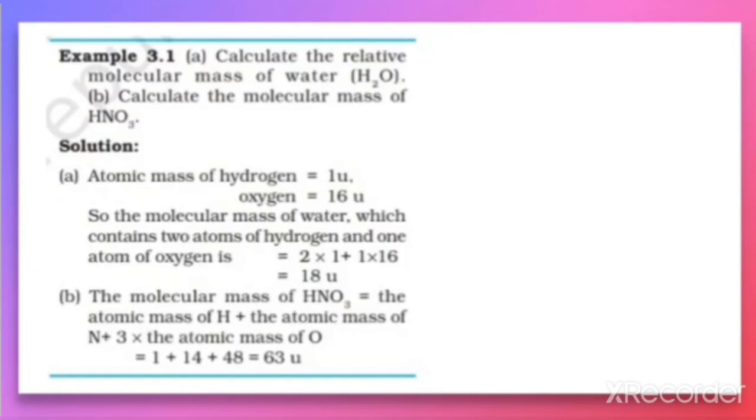In the textbook, examples are given to calculate the relative molecular mass of water, that is H2O, and the molecular mass for HNO3. These are the 2 questions given in the textbook. Similarly, you have to do it in the same manner as I told you. Then we will get 63 U as the molecular mass for HNO3, that is nitric acid, and 18 U for water, as we have already discussed. So all of you do this problem also.